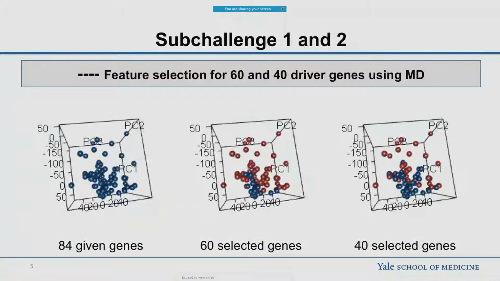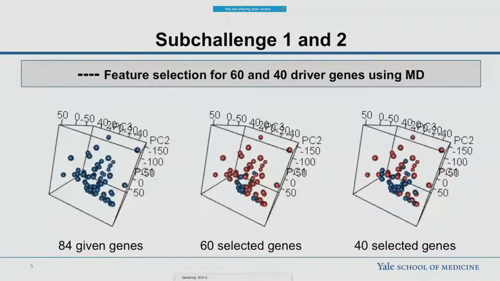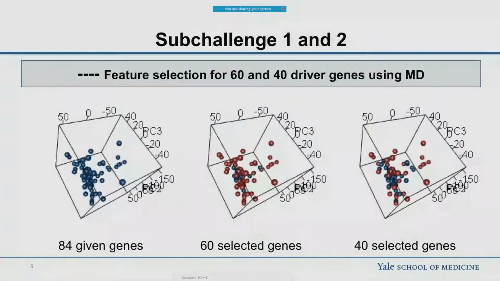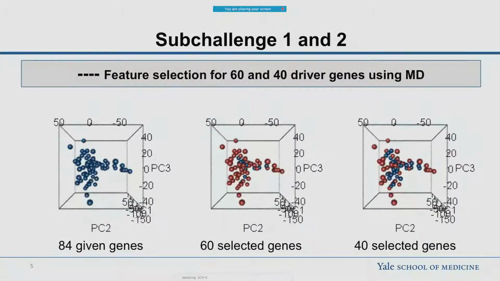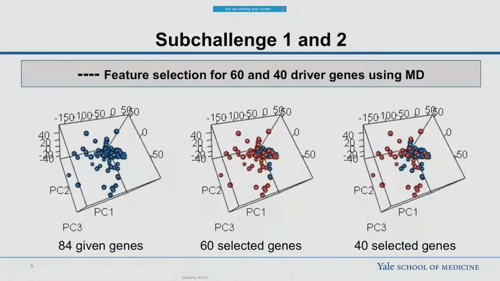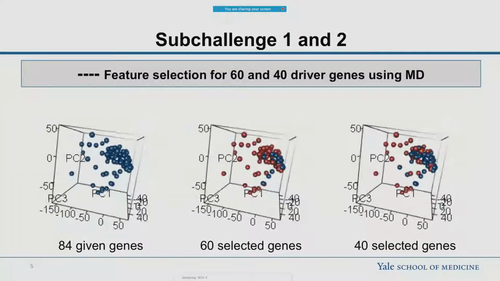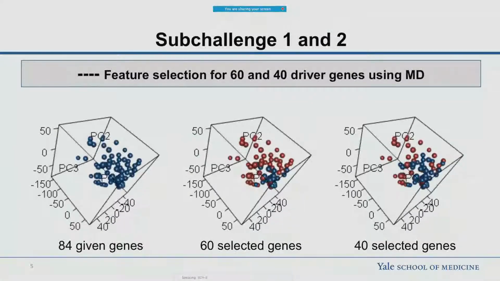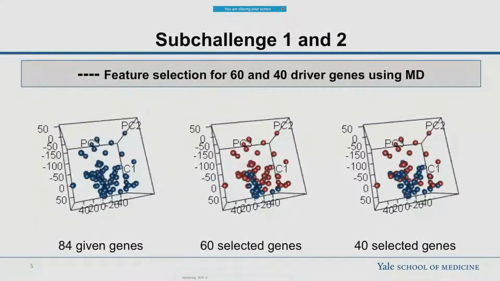Same thing for 40 selected genes. From these figures, we can see the selected genes are scattered over all 3D space, and they are far from each other, which we may think contain more spatial information.